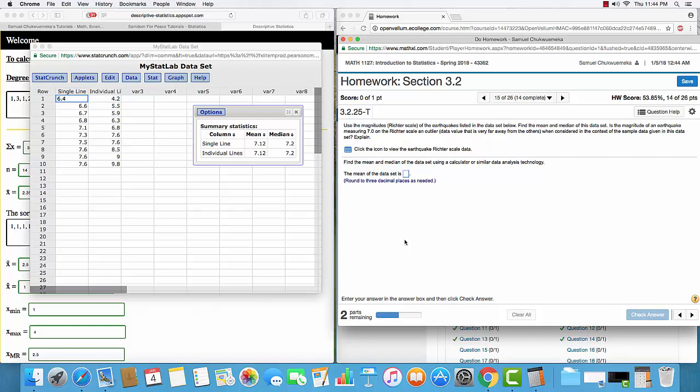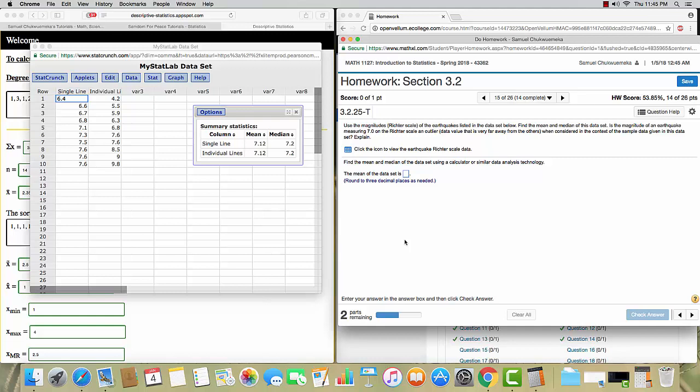Use the magnitudes of the earthquakes, and that is on the Richter scale, measuring the intensity of earthquakes. Use the magnitudes of the earthquakes listed in the data set below. Find the mean and median of this data set. Is the magnitude of an earthquake measuring 7.0 on the Richter scale an outlier?